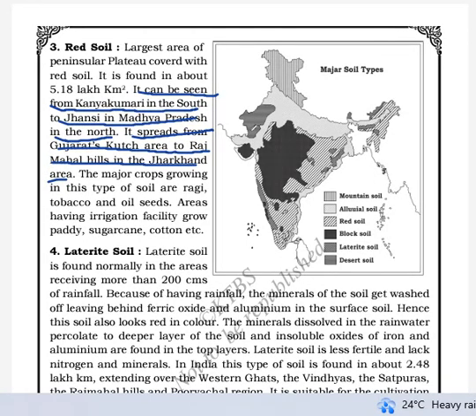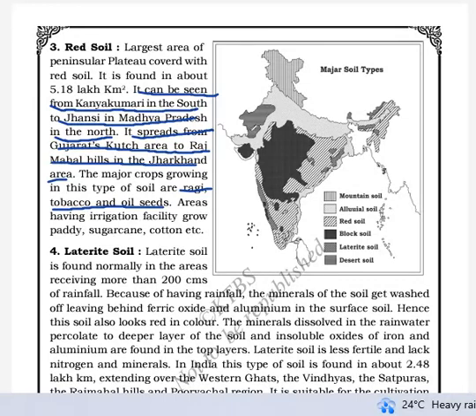Now, what are the major crops which are grown in this red soil? The major crops which are grown in this red soil are ragi, tobacco and oilseeds. Ragi, if you are from Karnataka, from Bangalore, you all know about ragi, right? How nutritious it is, how good it is for our health. So ragi, tobacco and oilseeds are grown in red soil.